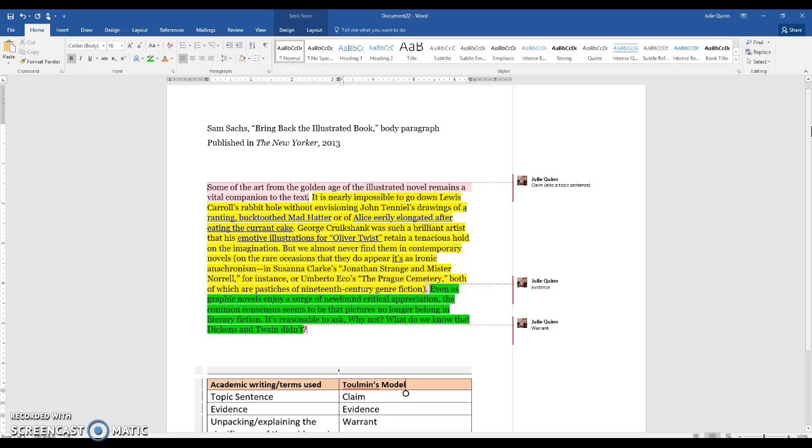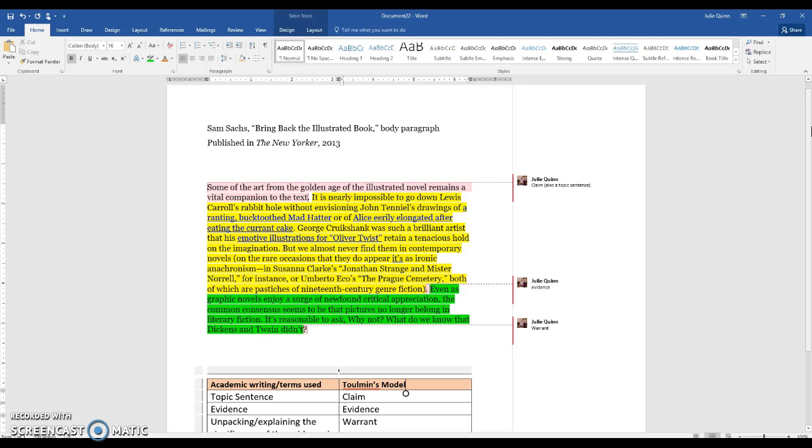But we almost never find them in contemporary novels. On the rare occasion they do appear, it is as ironic anachronism. That means ironically told out of time. And Susan Clarke's Jonathan Strange and Mr. Norrell, for instance, or in Umberto Eco's The Prague Cemetery, both of which are pastiches of 19th century genre fiction. So even though there are these two modern novels, what he's saying here is that these novels were written to represent the 19th century, and pastiches, think of patchwork. You can see even by his phraseology that he's writing as an academic, right? But that entire section in yellow is the evidence, that's the logos.